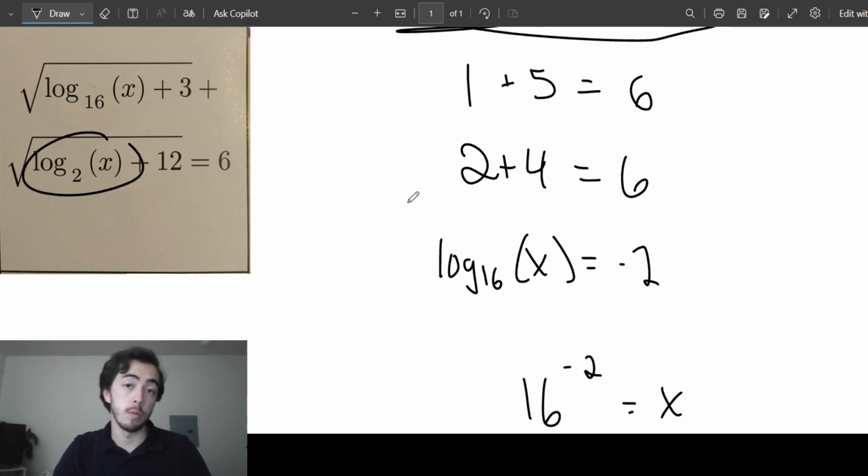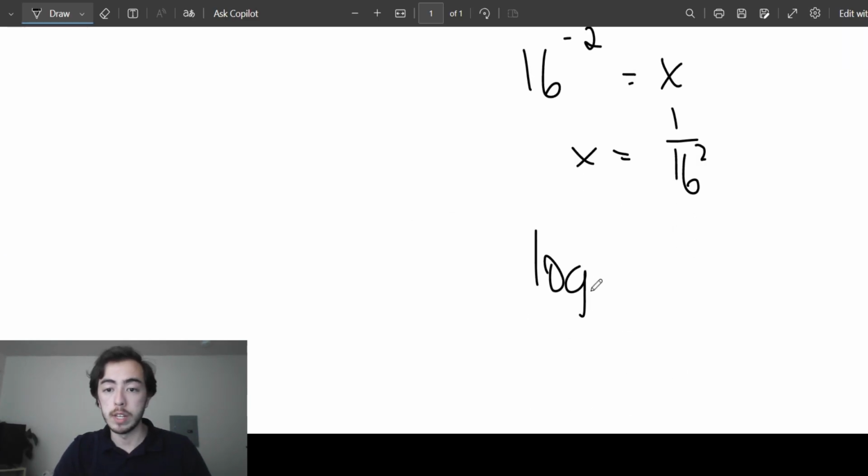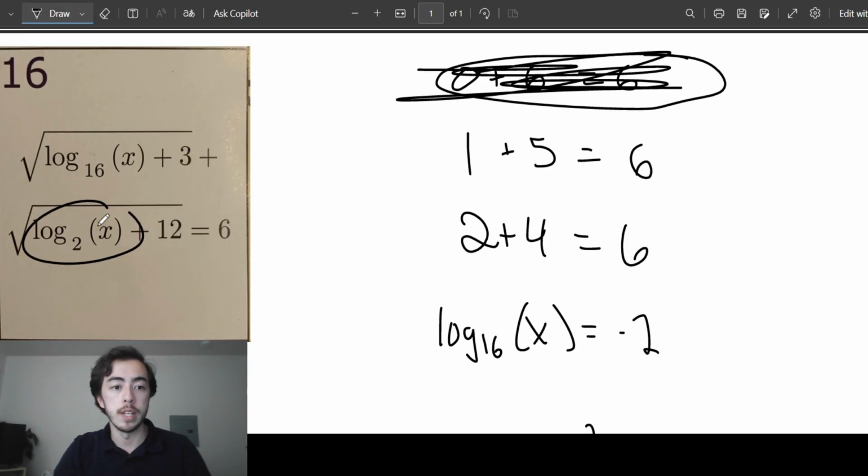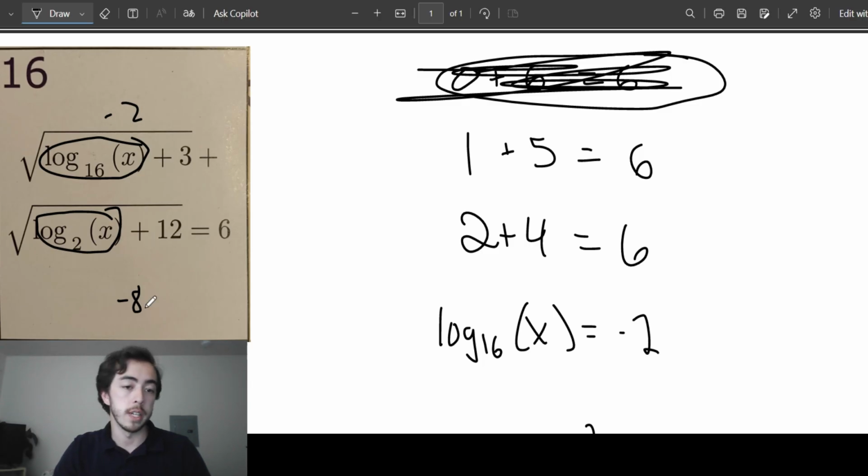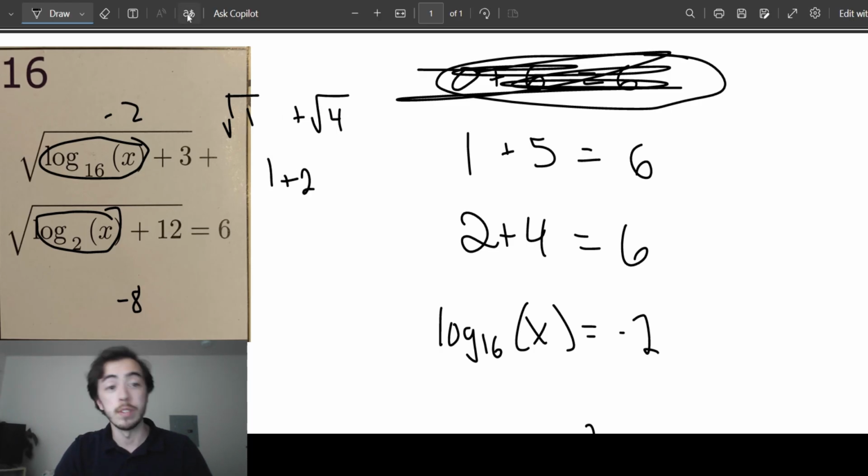We can see what happens when we plug it into this log base 2 of, you know what, I will just do 16 to the power of negative 2, because that way I can use that log rule again. And then this is, once again, the number 4. And so overall, we get the number negative 8 right here. So if we decide this is the number negative 2, then this number is forced to be the number negative 8. Then we get the square root of 1 plus the square root of 4, and 1 plus 2 is not equal to 6 yet.